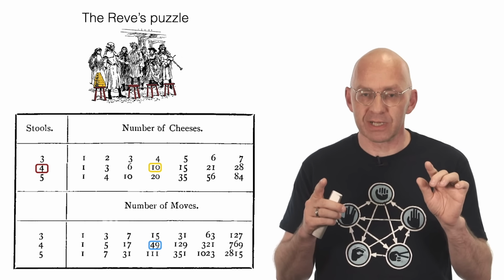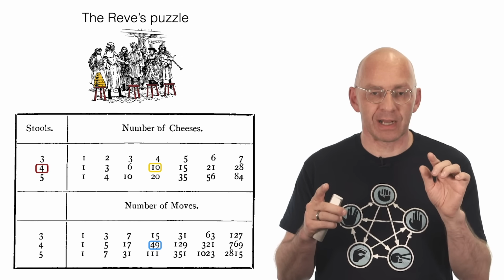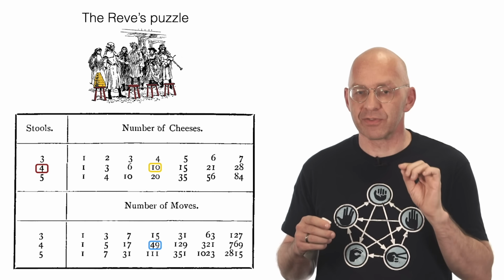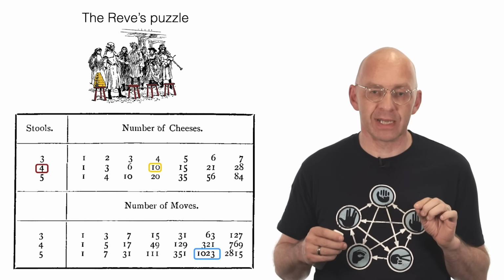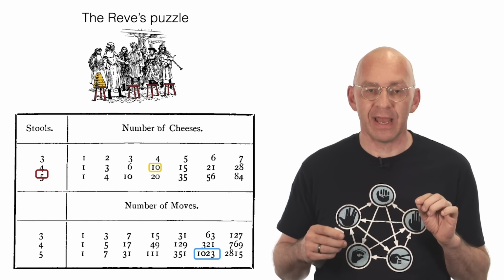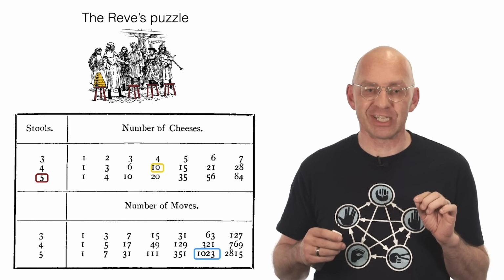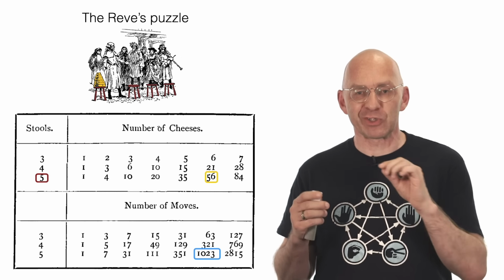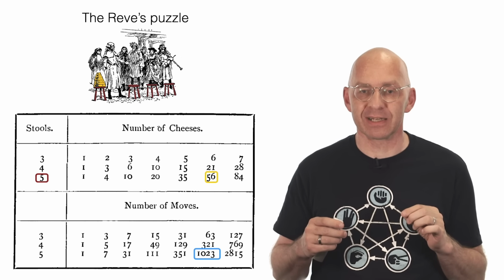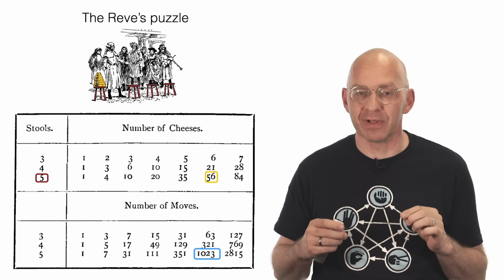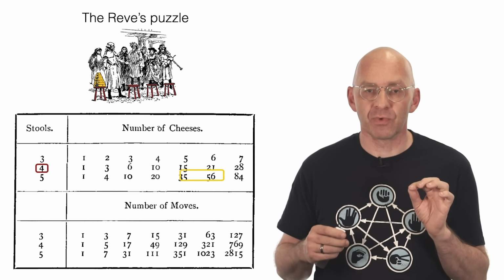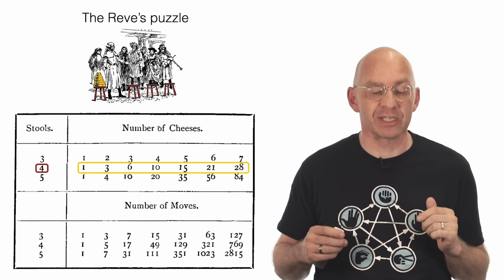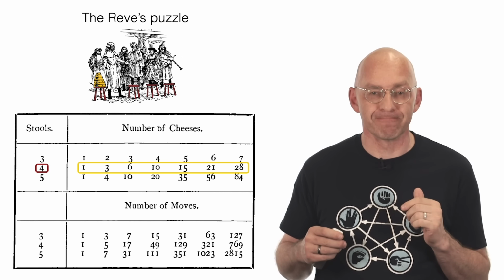On close inspection, Dudeney's table hides some surprises. For example, our magical 1023 also appears in this table as the minimal number of moves required in the case of 5 pegs and 56 cheeses. Also, have a look at the special numbers of cheeses Dudeney singles out in his table. In the case of 4 stools, he considers the numbers 1, 3, 6, 10, 15, 21 and 28.